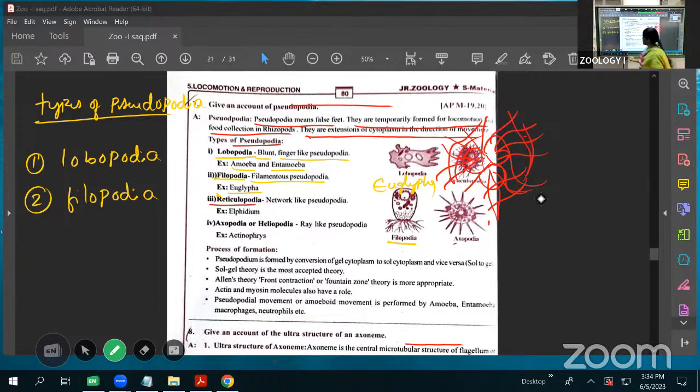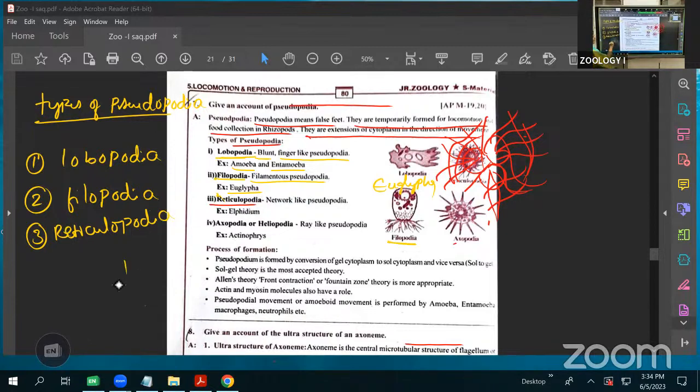Clear? Reticulopodia means they are the same filaments, and the filaments have branches. I'll draw it here clearly. Not Euglypha, this one, Elphidium. Elphidium is an example for this one.